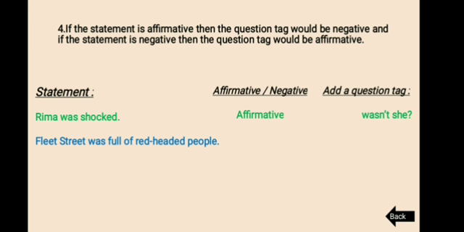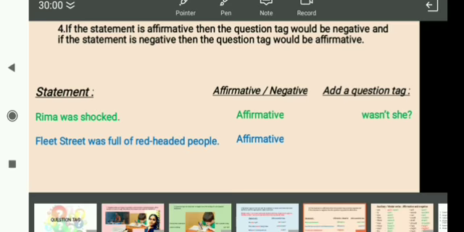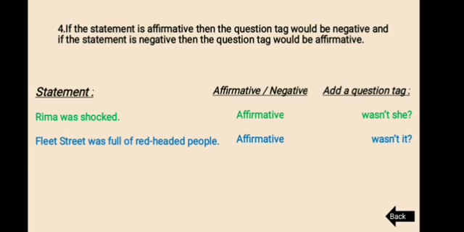Let's proceed to the next sentence. Fleet Street was full of red-headed people. Again here the sentence is affirmative, right? So the tag would be negative here. The verb is was, so it will be wasn't. Now we are talking about Fleet Street. It's the subject and it's not a human. It's a place, right? So the appropriate pronoun here is it. So my answer would be was, wasn't it?